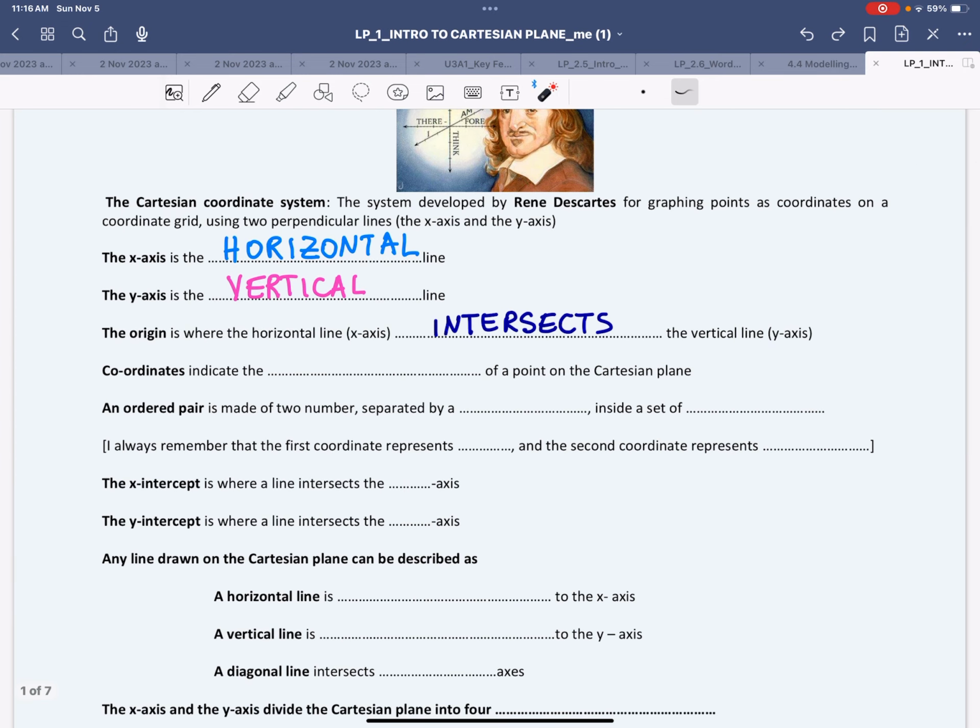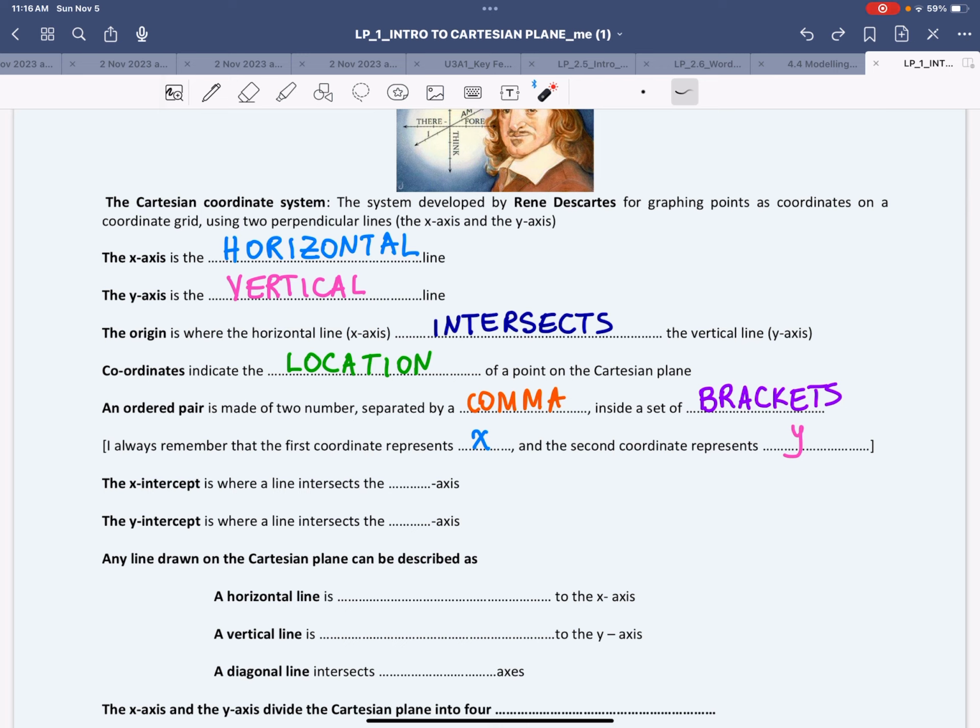The coordinates will indicate the location of a point on the Cartesian plane. An ordered pair is made of two numbers that are separated by a comma inside a set of brackets. I always remember that the first coordinate represents the x coordinate and the second one represents the y coordinate. So they go in the same order as in the alphabet.